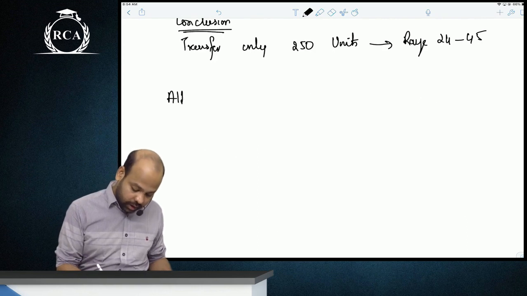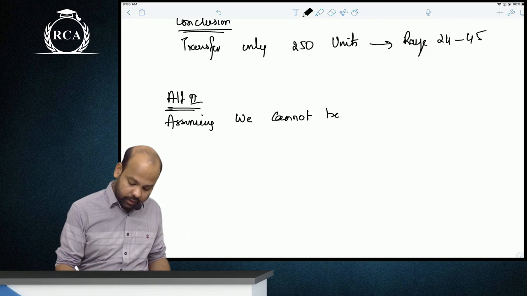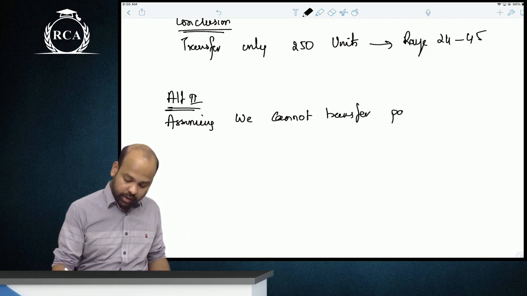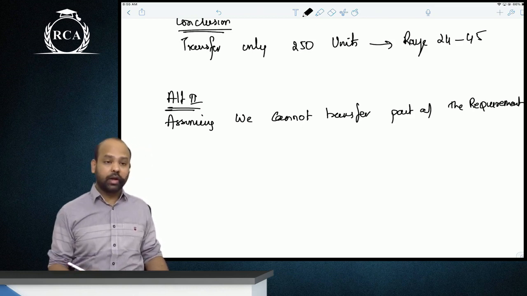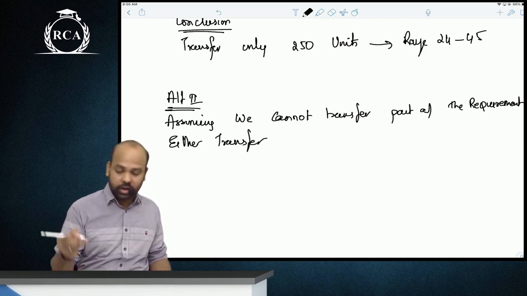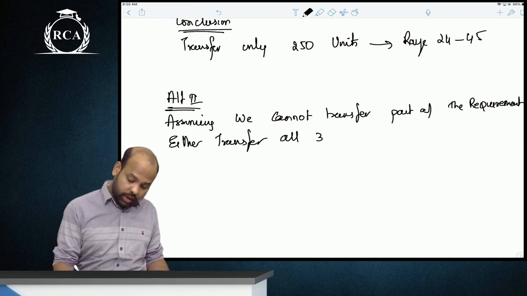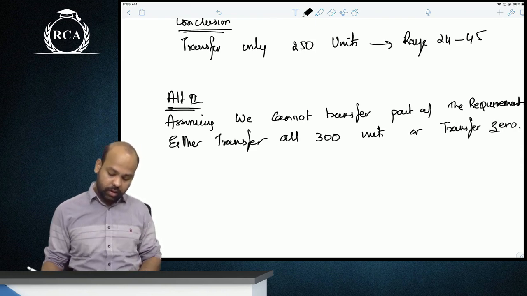Now, guys, second alternative. This is assuming we cannot transfer part of the requirement. Either transfer, this is what ICAI gave, guys. I do not agree with this solution. Either transfer all 300 units, or transfer 0.